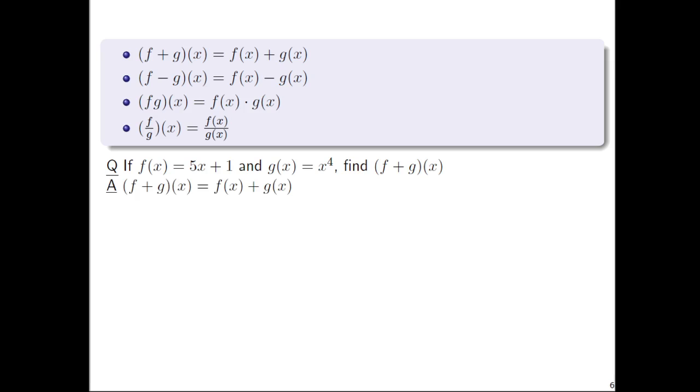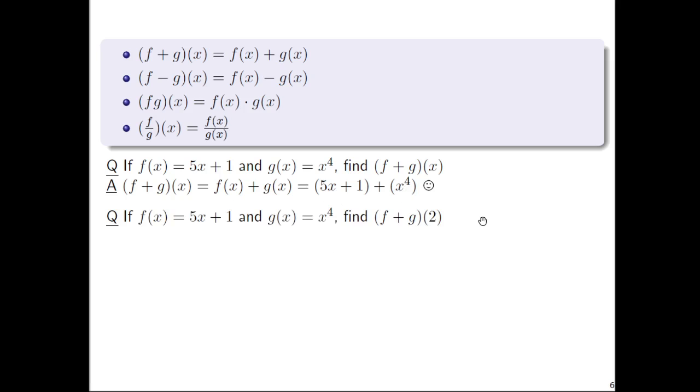Well, f plus g of x is just copying from up here. It's f of x plus g of x. And then we just replace the f of x with 5x plus 1. And then after copying this plus sign, which is right there, we replace g of x, which is x to the fourth. And here, you can technically drop all the parentheses. It won't change the meaning according to order of operations. But we just thought we'd leave the parentheses here so it's a little clearer where all the pieces came from.